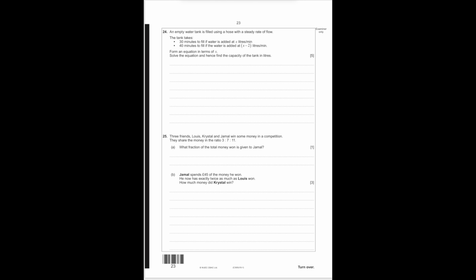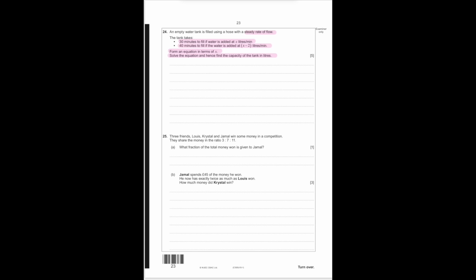24. An empty water tank is filled using a hose with a steady rate of flow. The tank takes 30 minutes to fill if the water is added at x litres per minute, 40 minutes to fill if the water is added at x minus 2 litres per minute. Form an equation in terms of x and then solve the equation and hence find the capacity of the tank in litres. Okay, so it's a steady rate of flow, but we've got two options here. It can either take 30 minutes to fill or 40 minutes to fill. But either way, it's going to fill the same amount, isn't it? The size of the tank doesn't change.